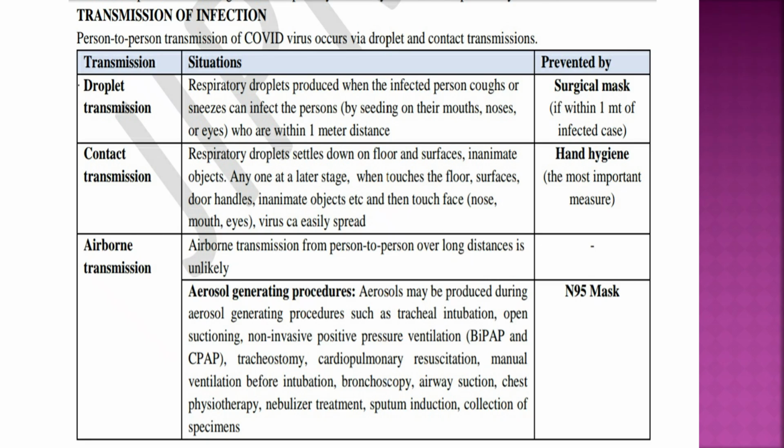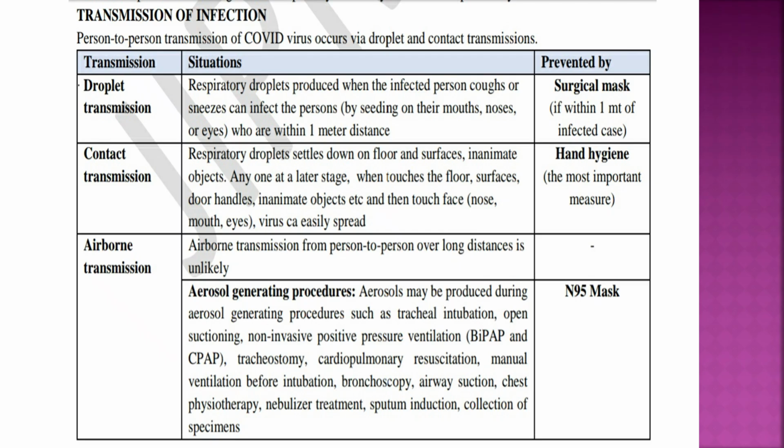So first is contact transmission. So where can it happen? Respiratory droplets settle down on floor and surfaces, inanimate objects. Anyone who at a later stage touches the floor, surfaces, door handles, inanimate objects, etc., and then touches face, nose, mouth, eyes, the virus can easily spread. So here you have to take proper precaution, that is hand hygiene, the most important precaution.